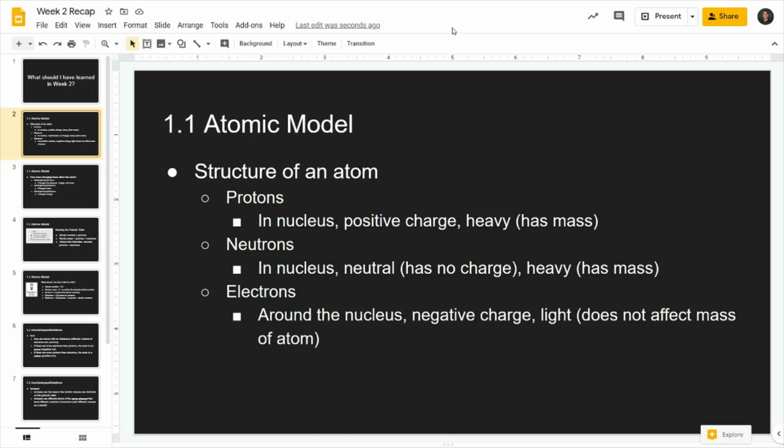And then we have electrons. They orbit around the nucleus. They have a negative charge, and they're very light, so changing them does not affect the mass of the atom.